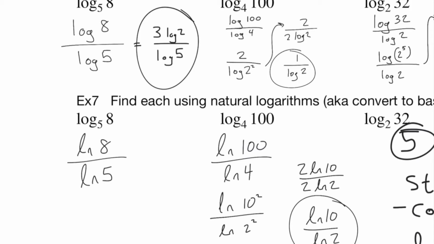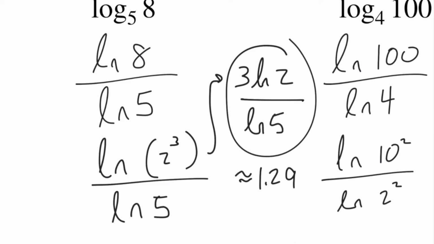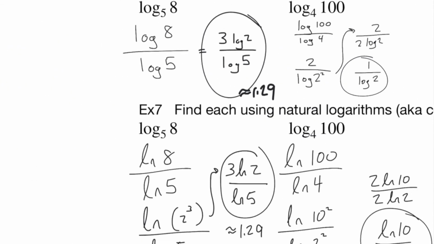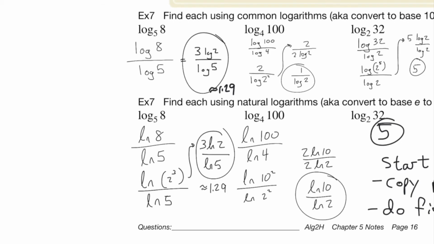So here you can change it to a natural log of 8 over a natural log of 5. The base is e. And if you continue with the same logic that we used before, we got 2 to the third. The exponent moves out front, and you get 3 natural log of 2 over natural log of 5. You type that into a calculator, you get a decimal equivalent of approximately 1.29, which, if you type in the above version, you get the same decimal approximation, about 1.29.